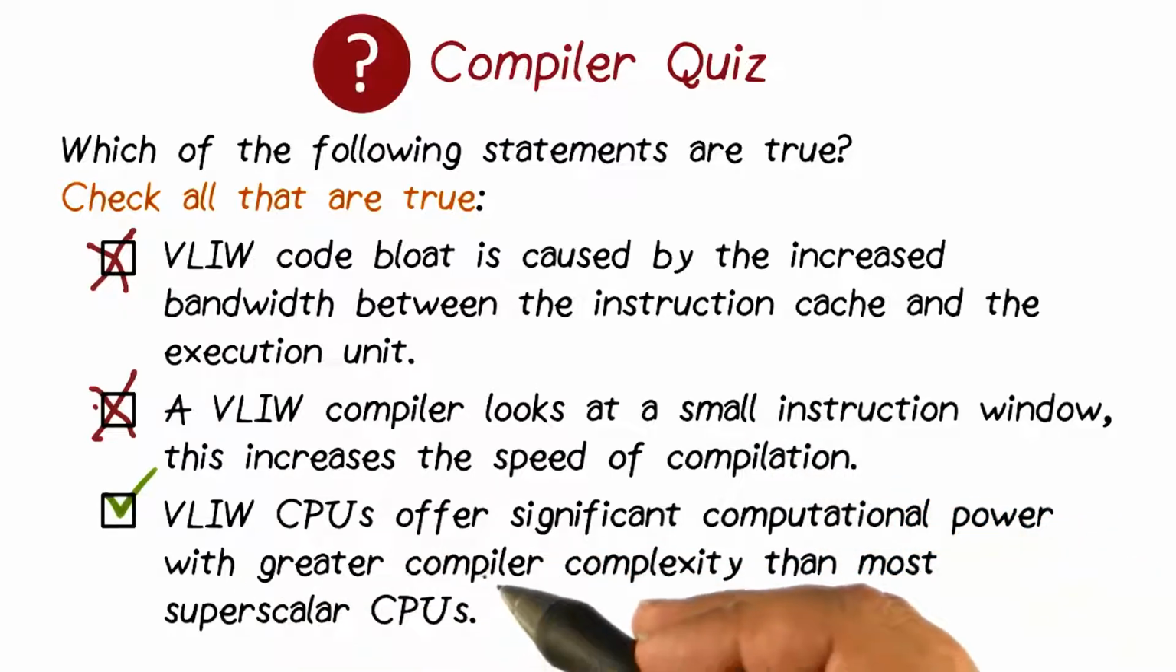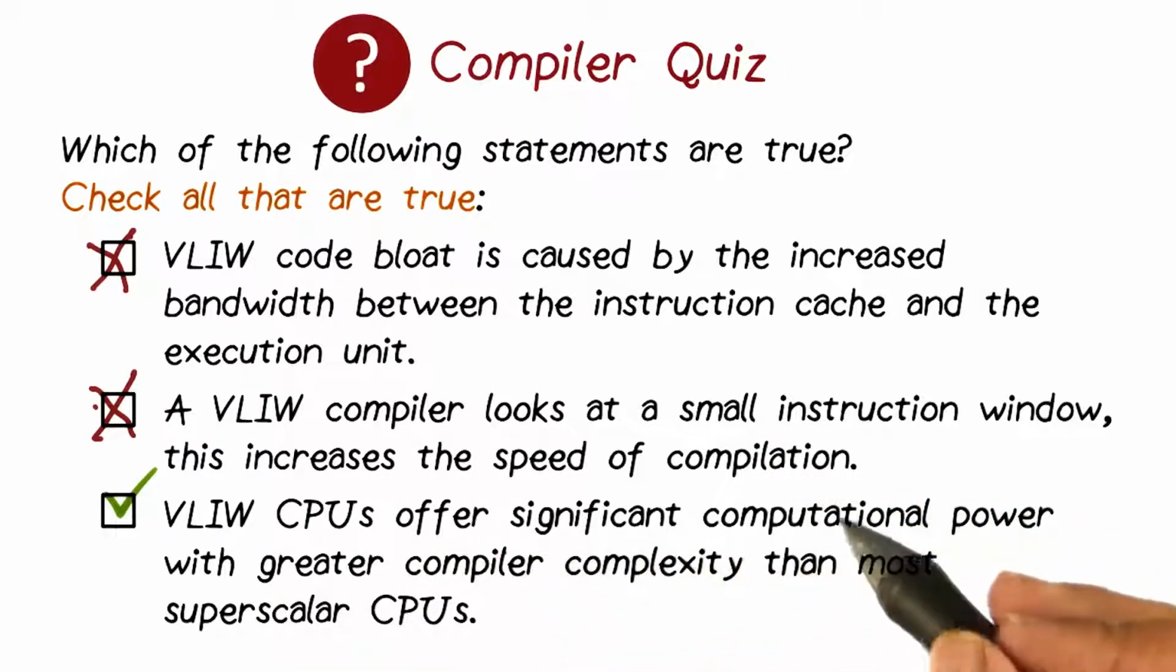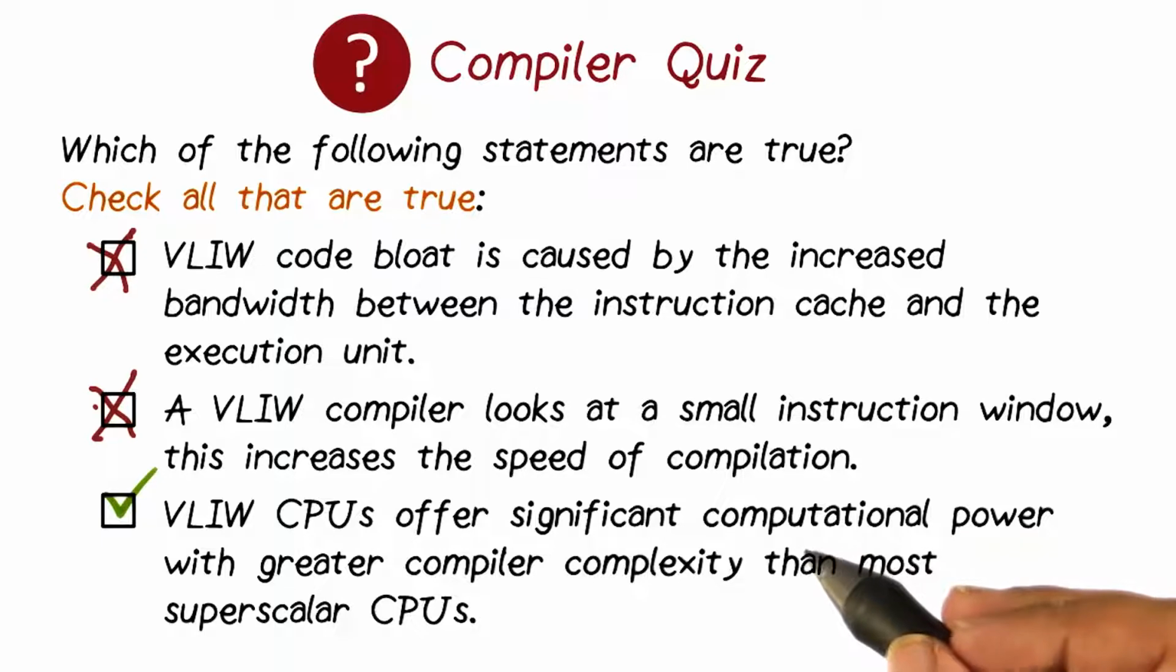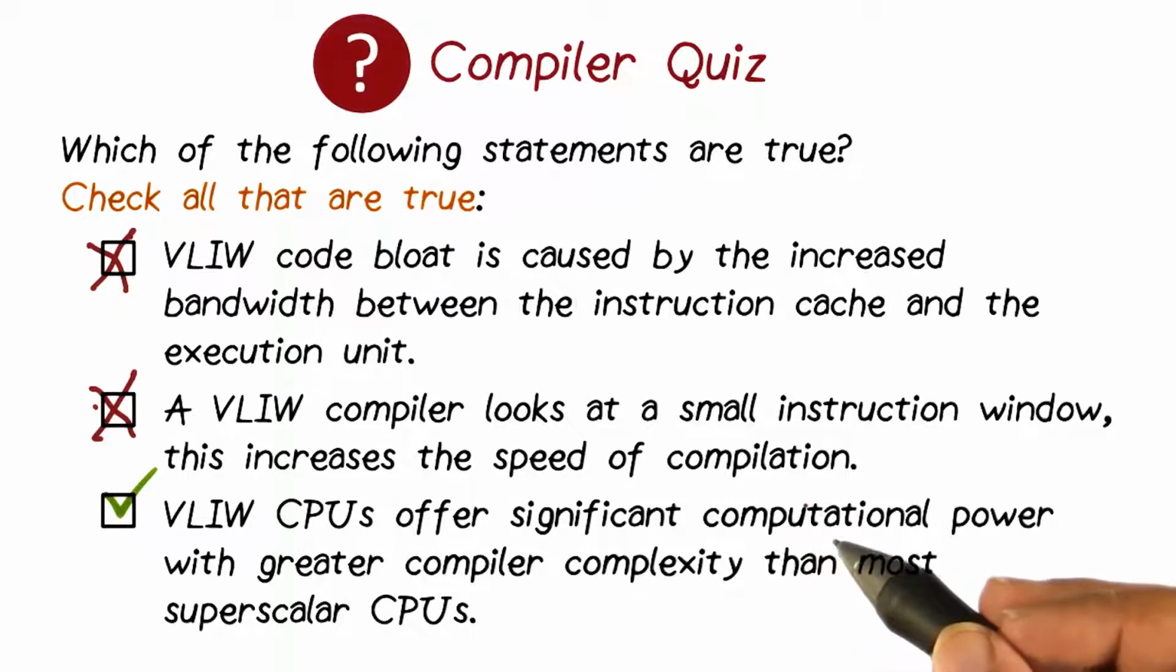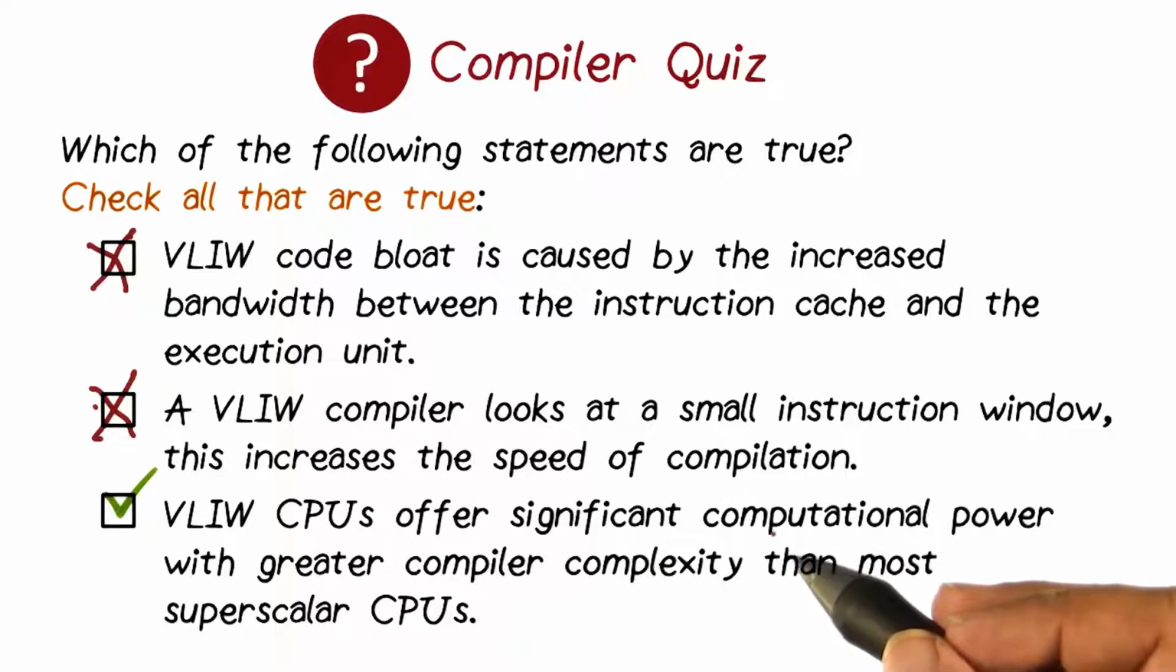Now let's look at the last one. Whether VLIW CPUs offer significant computational power with a greater compiler complexity? The answer to that is absolutely yes. We do have a significantly higher ILP, but we do also need a pretty sophisticated compiler to be able to use that, and that's the hallmark of VLIWs.